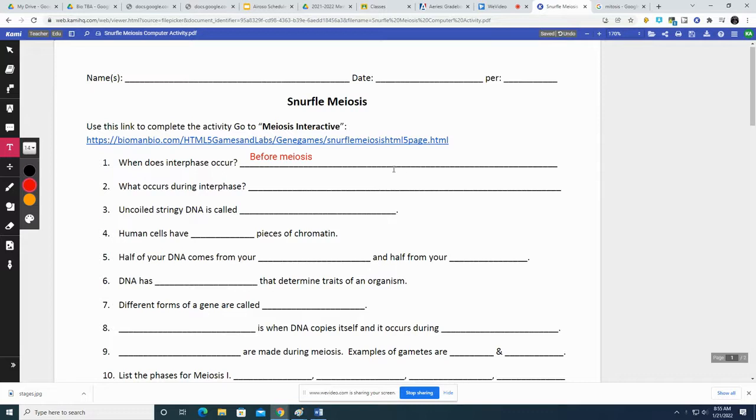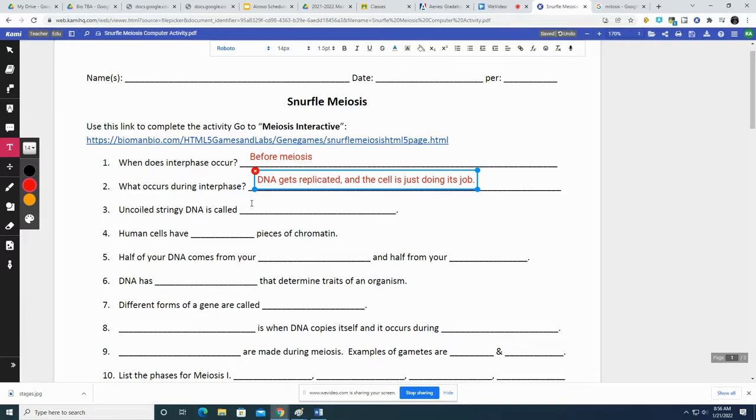What occurs during interphase? DNA gets replicated, and the cell is just doing its job. So whatever its job is, red blood cells carry oxygen, white blood cells fight pathogens. That's what happens during interphase. The cell's just being a cell.